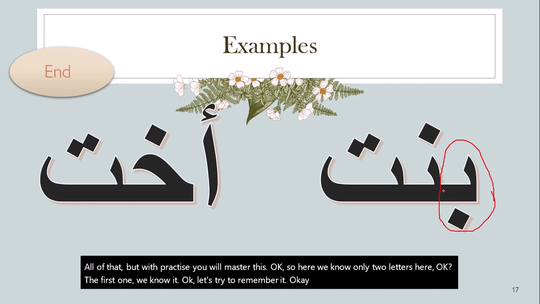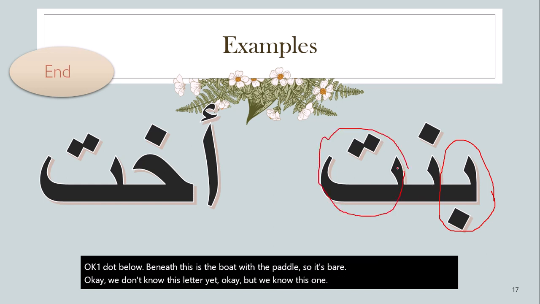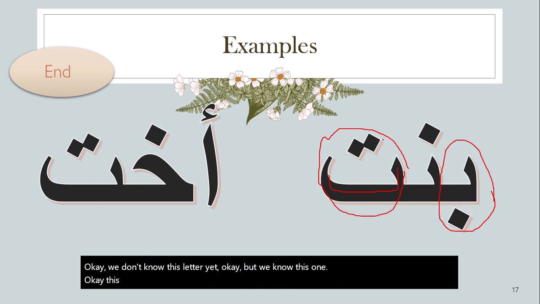The end was cut off, and one dot below, beneath. Oh, this is the boat with a paddle, so it's ba. We don't know this letter yet, but we know this one. This shape we know, with two dots above, the smiley face, two dots above, so this is ta. So this word would be bint. This letter here is like an bint, bint.